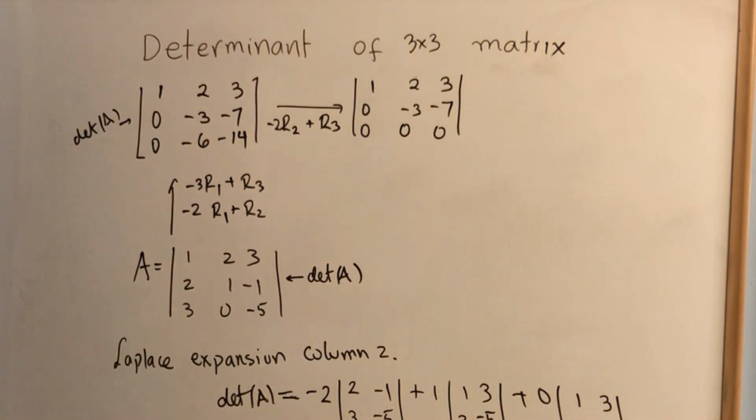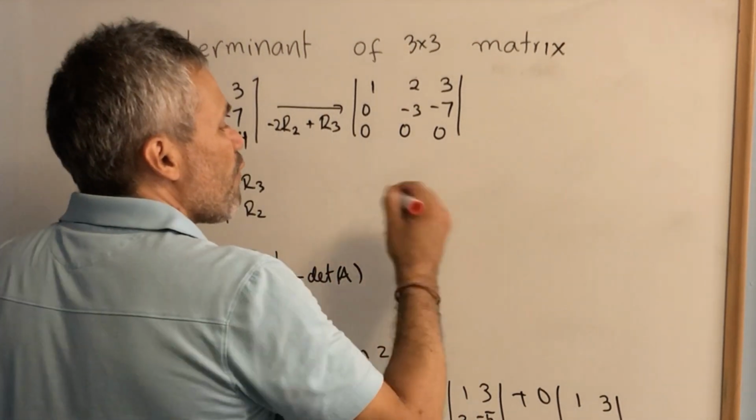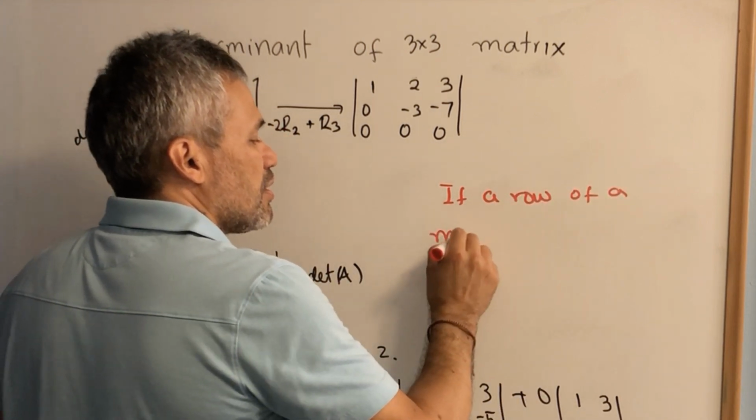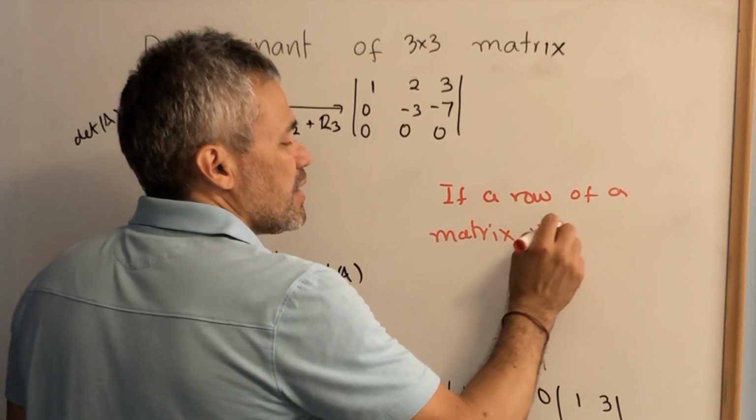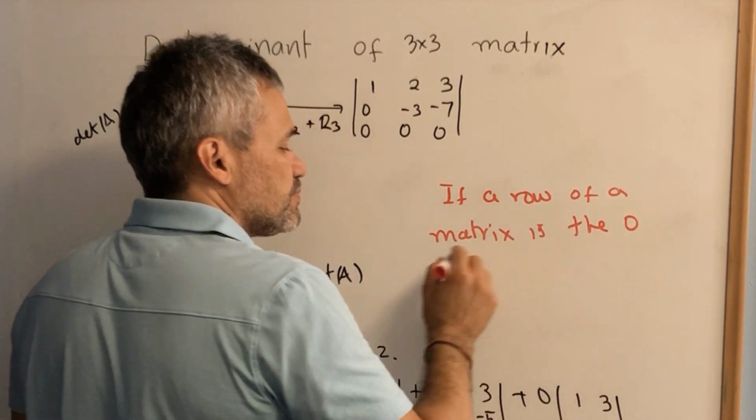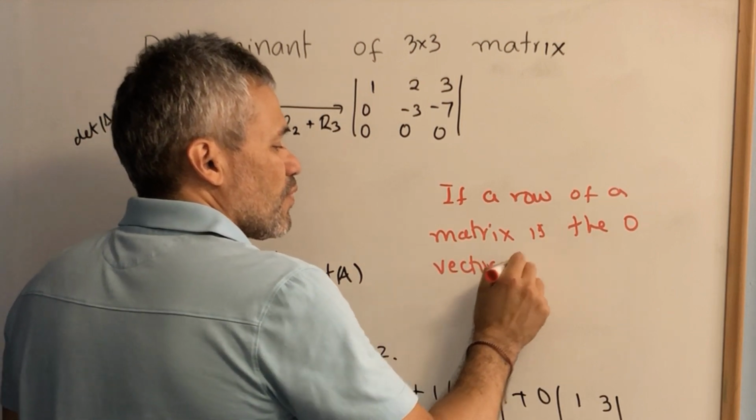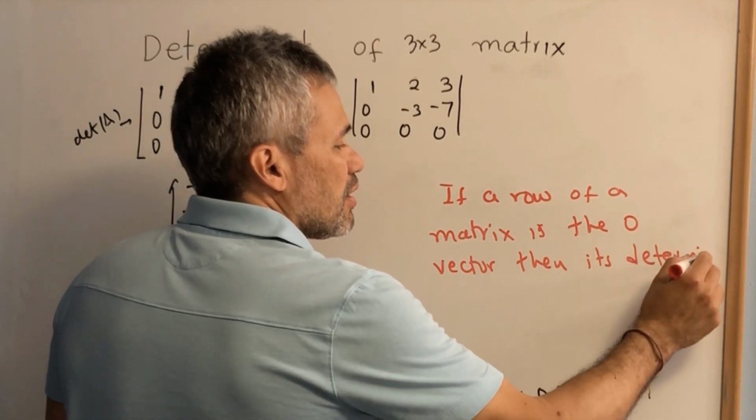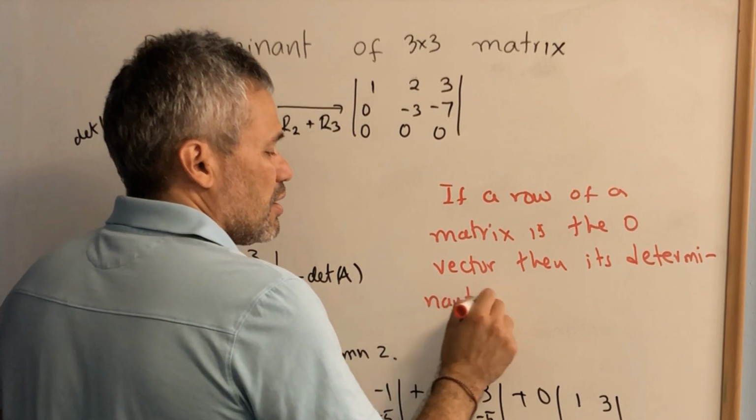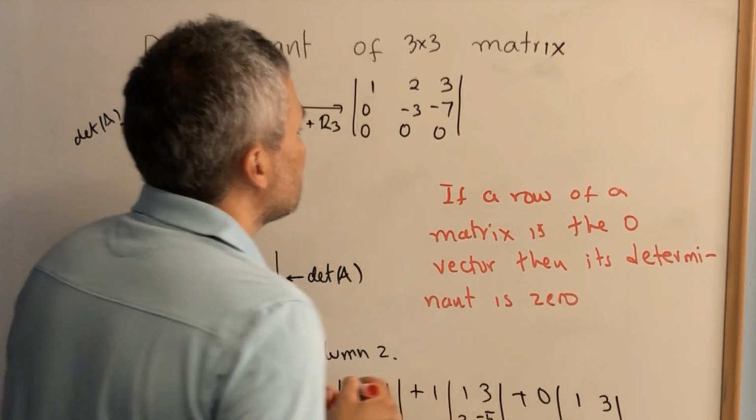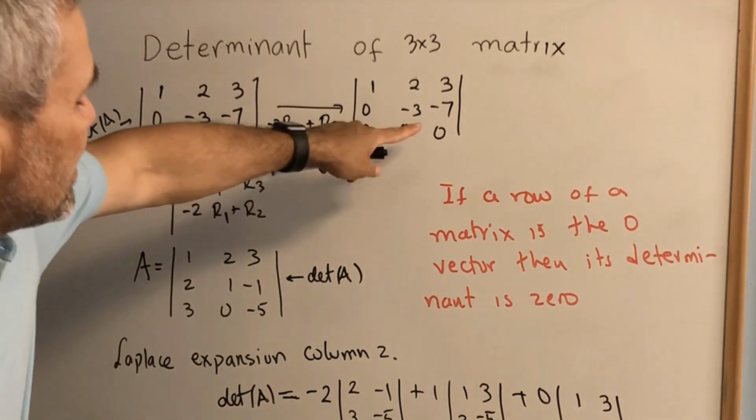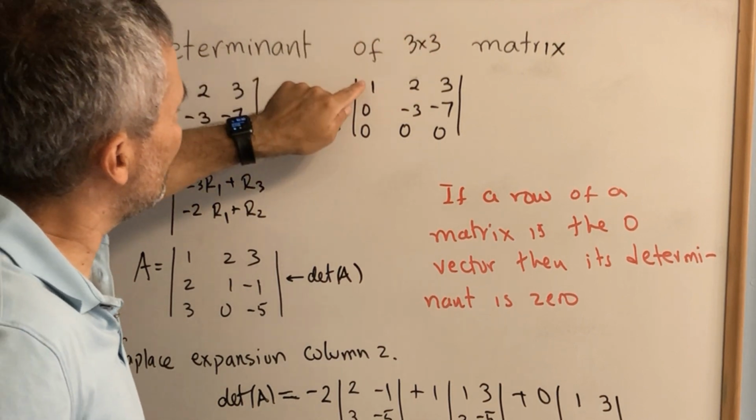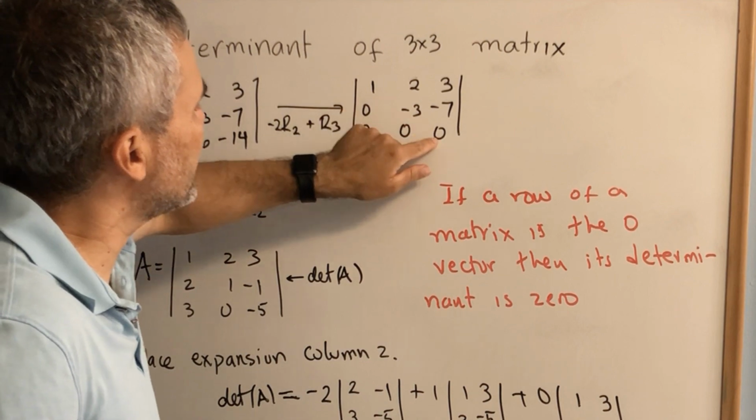An important property that I forgot to mention is that if a row of a matrix is the 0 vector, then its determinant is 0. Then in this case, this matrix has determinant equal to 0. Actually, we can see this also because this matrix is upper triangular, and then the determinant is just the product of 1 times negative 3 times 0.